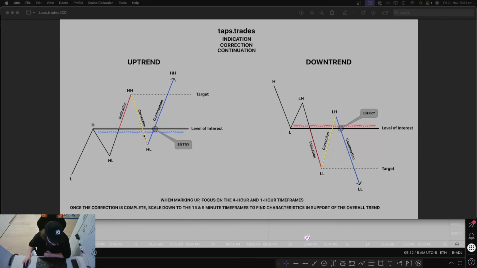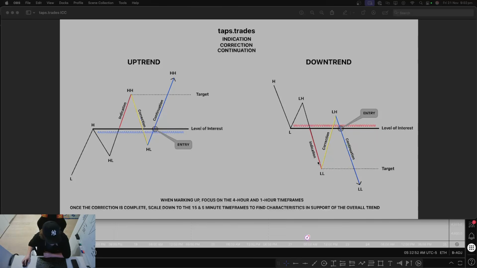The reverse of that is a downtrend, so when the market is moving down. Very similar to an uptrend, except just the complete reverse. We start with a high, a low. Price then creates a lower high because it's lower than the previous high, to then create our first phase, creating a lower low. This is also our indication phase, just the other way around. So price breaks down below this level, and we can draw our level of interest on the previous low here.